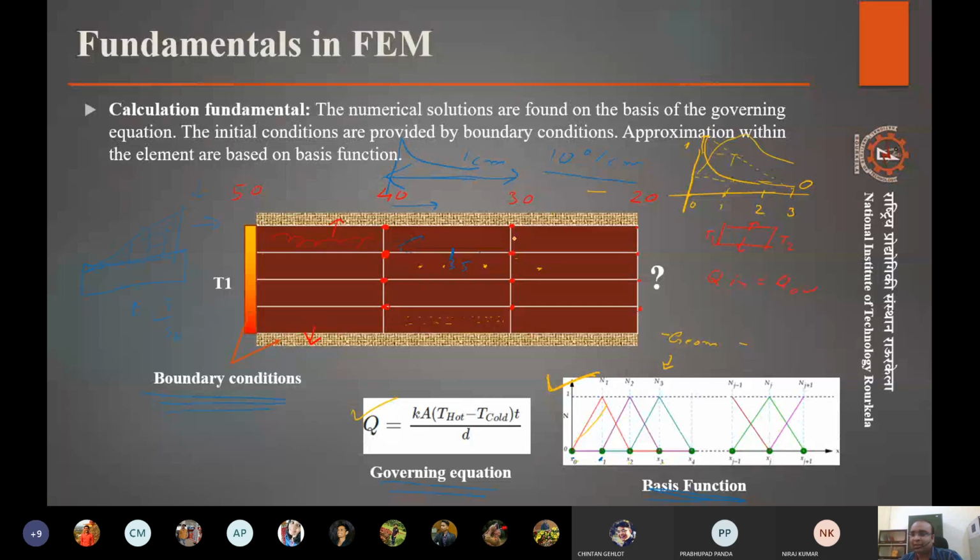So that again depends on what kind of analysis we are doing. So based on those basis functions, we calculate the values in between the elements, कि यहाँ क्या है, यहाँ क्या है, and so on.